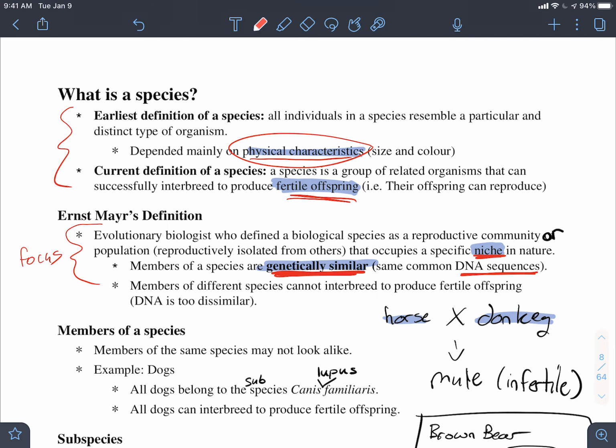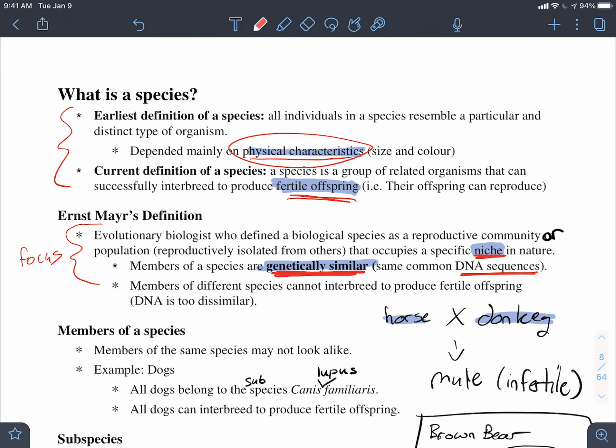That different number of chromosomes means that when they cross, they produce offspring that have an unequal number of chromosomes, and they can't produce offspring, at least not regularly.